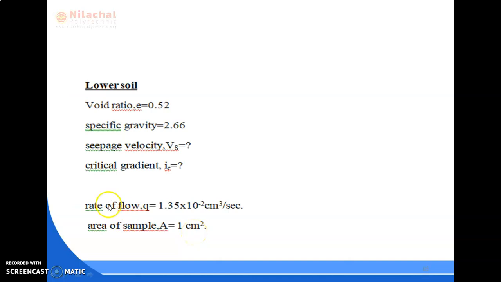So we write down the given data. For upper soil, void ratio E equal to 0.68, specific gravity equal to 2.70, seepage velocity Vs equal to question mark, critical gradient Ic equal to question mark. Again for lower soil, void ratio E equal to 0.52, specific gravity equal to 2.66, seepage velocity Vs equal to question mark, critical gradient Ic equal to question mark. Rate of flow is common, Q equal to 1.35 into 10 to the power minus 2 centimeter cube per second. Area of sample A equal to 1 centimeter square. So this much is our given data.